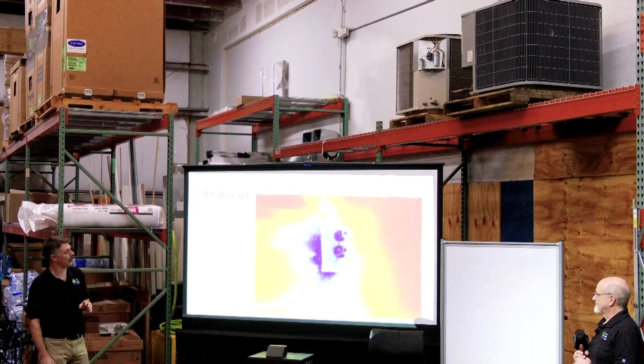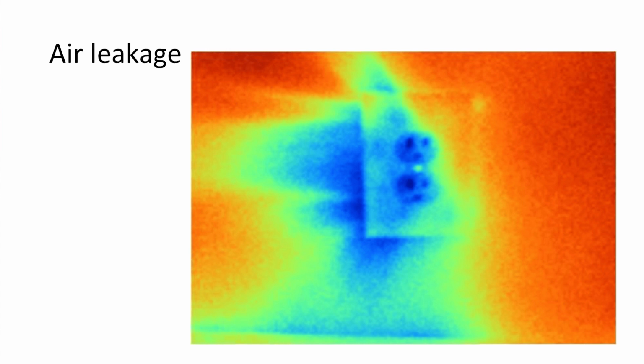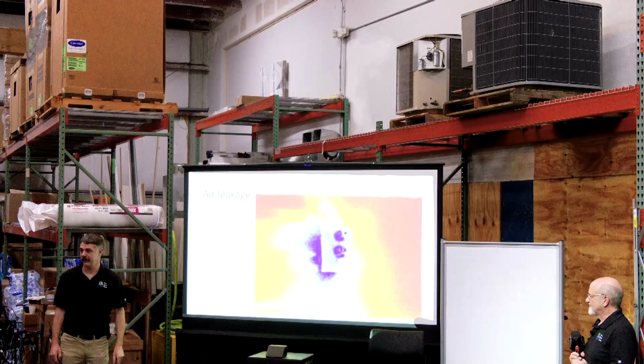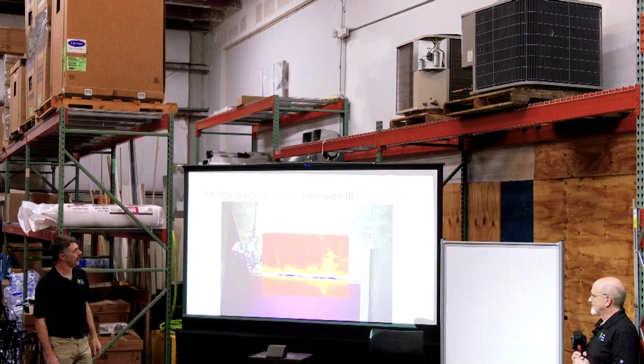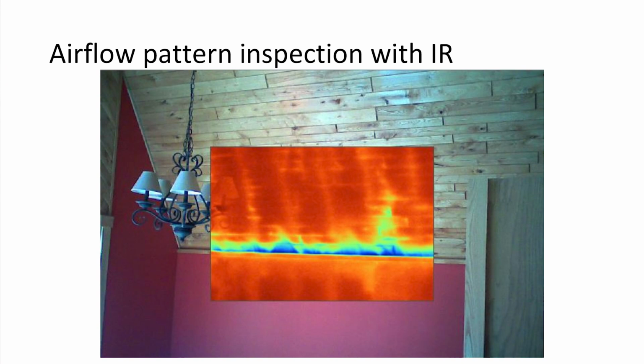All right? So you can find air leakage. That's an outlet, right? Well, that's cold air actually blowing through that outlet. So you can visually see that. Airflow patterns. Now, again, this is leakage, but another thing I find really useful because I do some home testing is I can now visualize the airflow patterns of the HVAC system on the surfaces in the room.